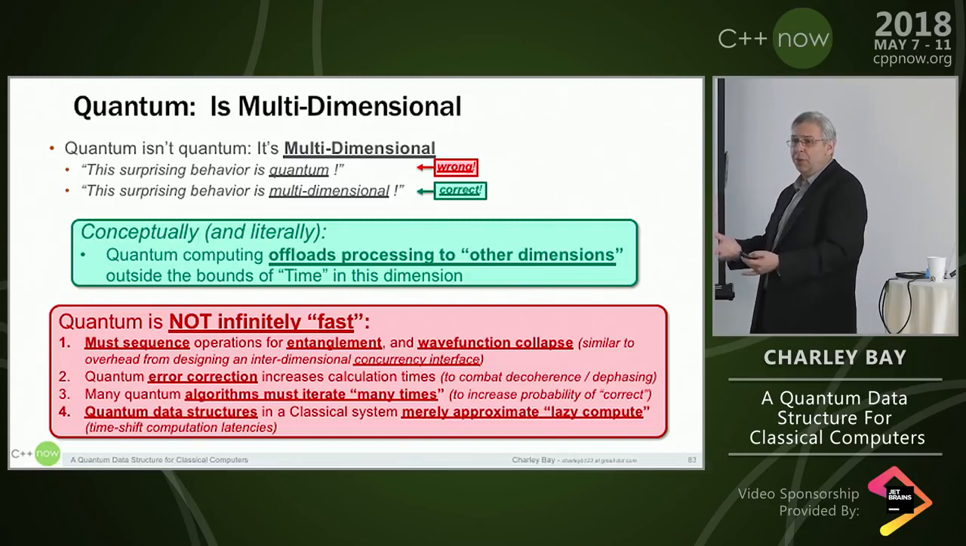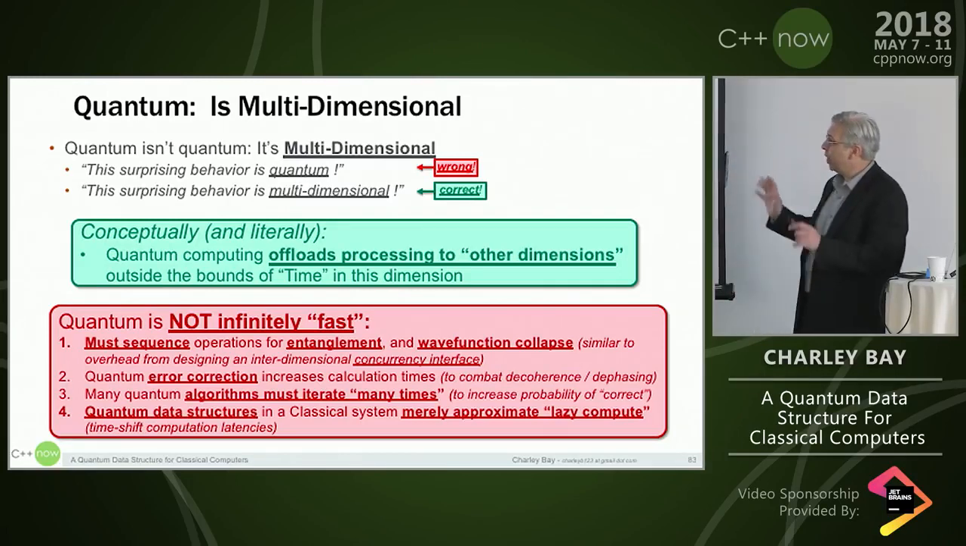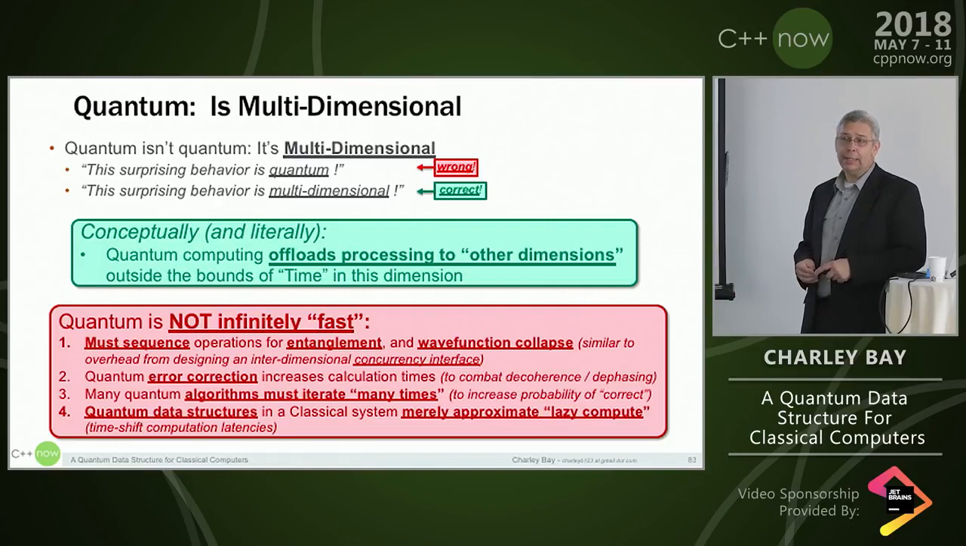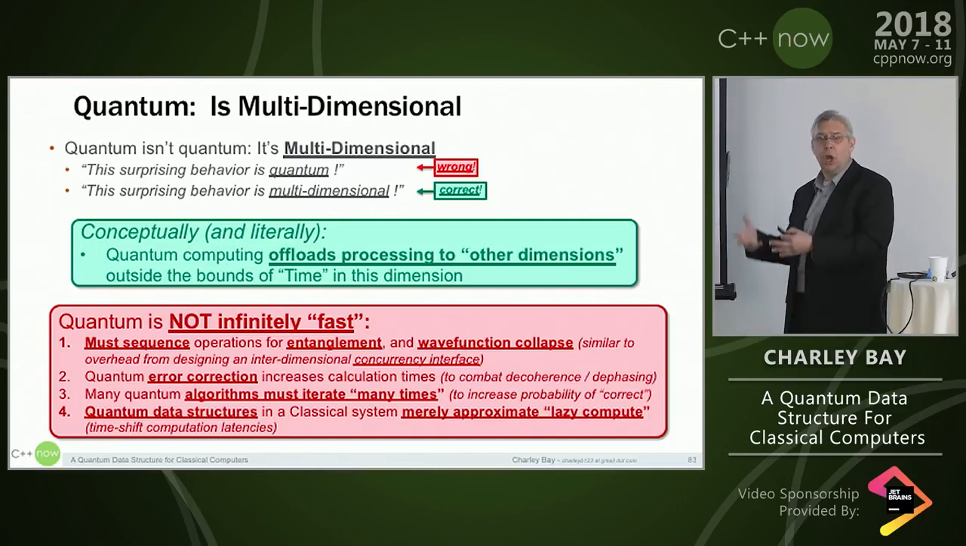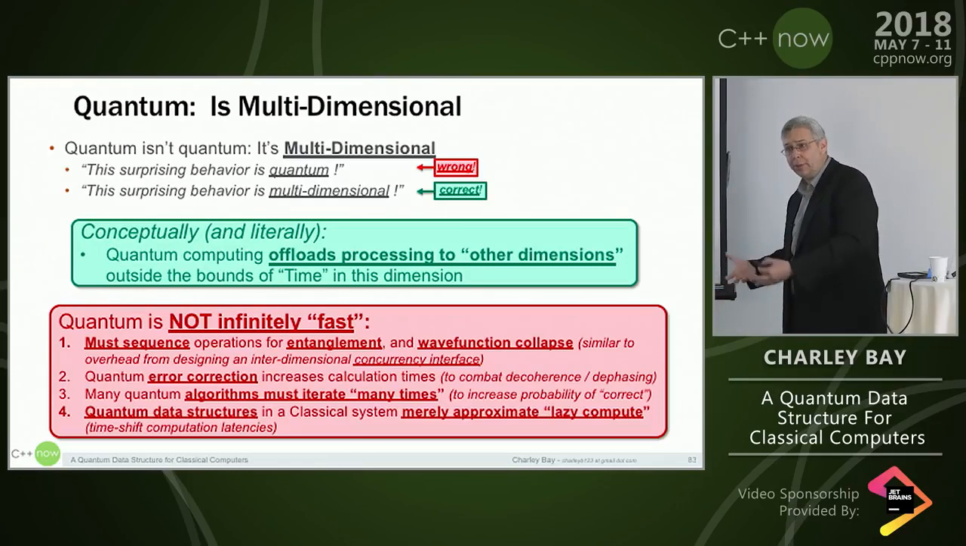That's how 32 qubits are actually able to represent the whole state space. But it's not a panacea. It's not infinitely fast. Right now we're decohering really fast, nanoseconds or maybe microseconds. The stuff decoheres really fast, so it's hard to do hardware like this.